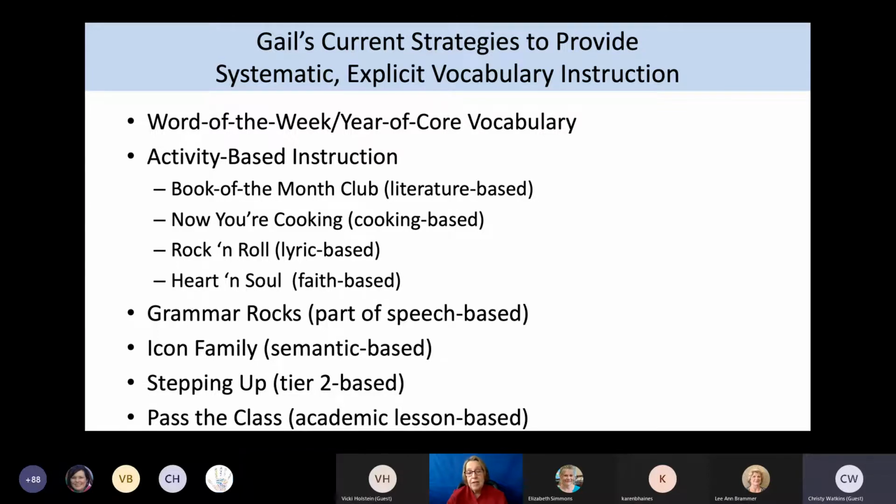And then finally, for a while when he was a junior and senior, I had to do what I started calling just pass the class. I did everything I could with academic lessons to make sure he just passed that class so he would graduate. So there's lots of different strategies. You could probably plug in different things you're doing into one or more of these different kinds of categories.